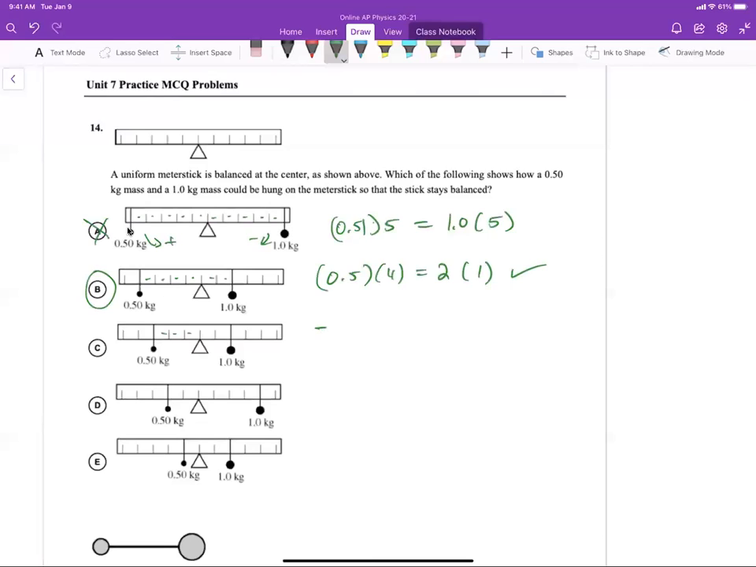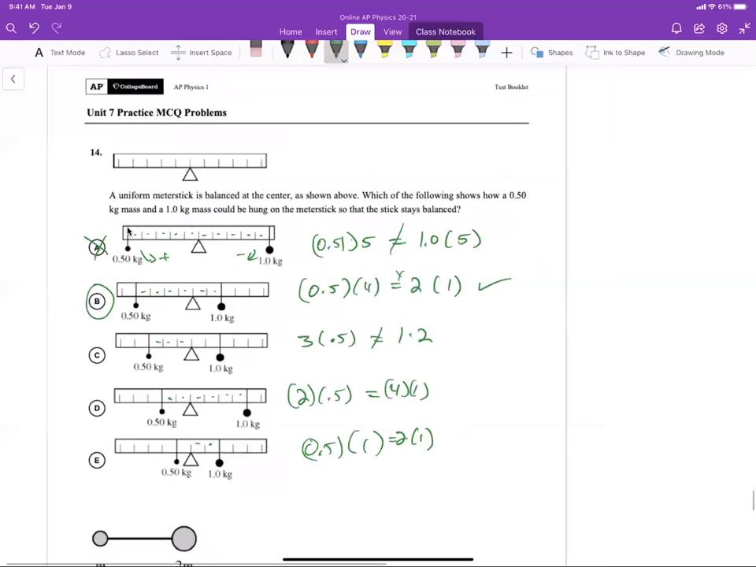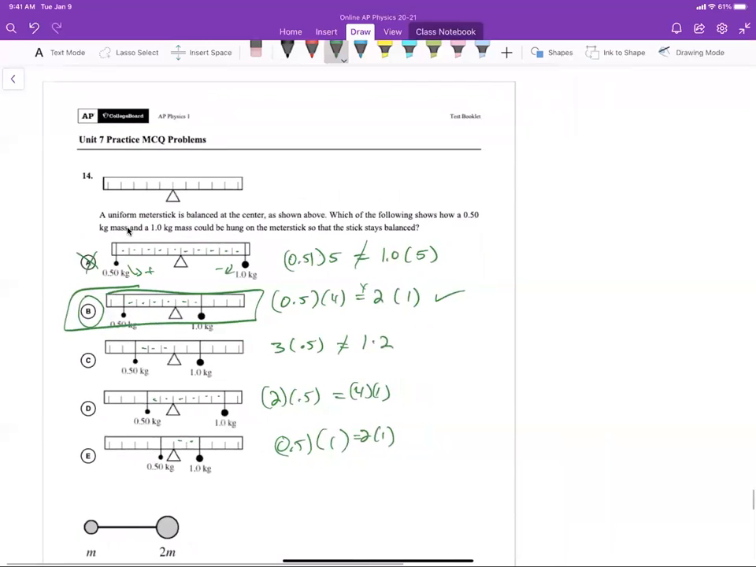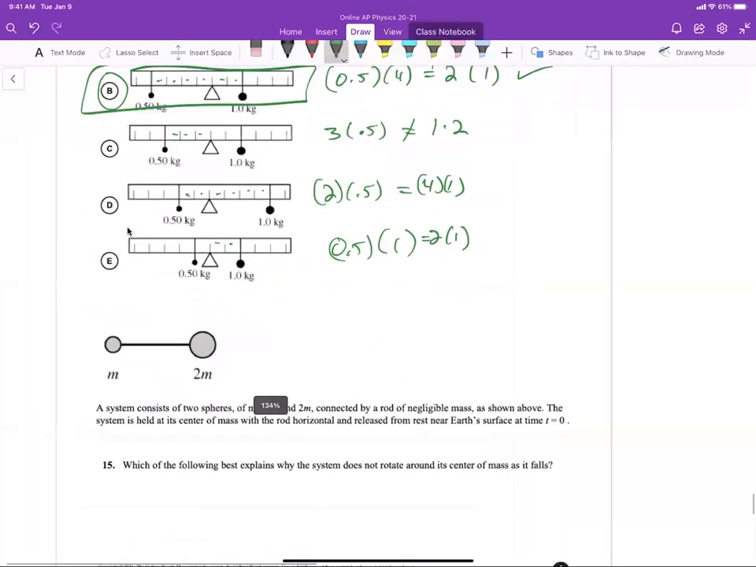1, 2, 3. 3 times 0.5, that's 1.5. Does that equal 1 times 2? No, it doesn't. So no. This one is 2 times 0.5, so that's 1. Does that equal 1, 2, 3, 4, 4 times 1? And the answer is no. Does 0.5 times 1 equal 2 times 1? And the answer is no. So we've confirmed we didn't have to do that. Once you know you're confident with your answer, circle it and move on.